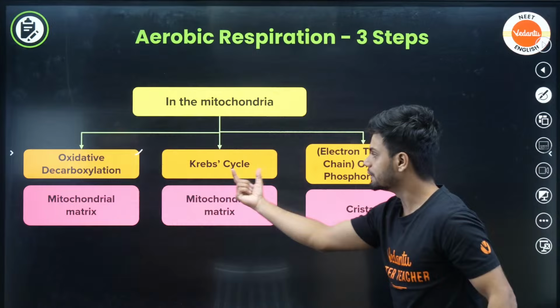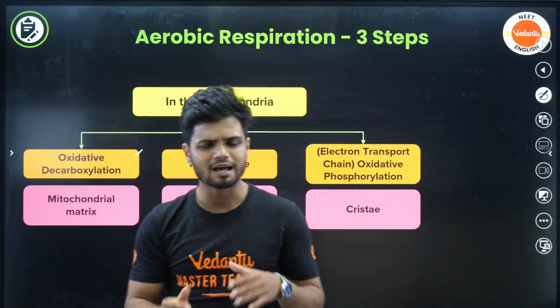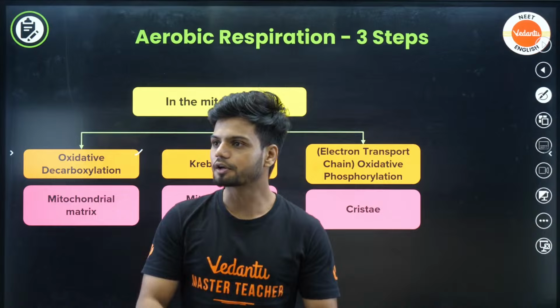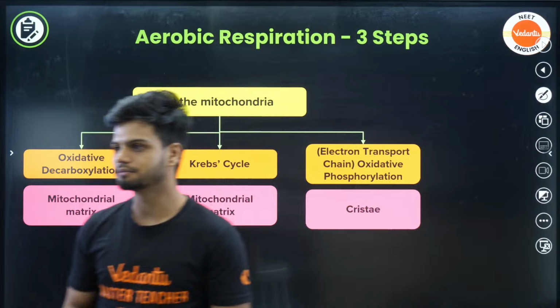Then we'll be doing the Krebs cycle. Then we'll be doing the electron transport chain. After the electron transport chain, I will be teaching you the amphibolic pathway, and after that, respiratory quotient. And the chapter is over after that. Okay, 2 minutes water break, I'll be back.